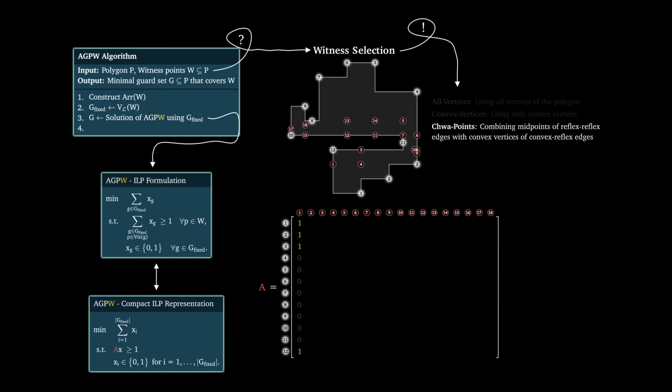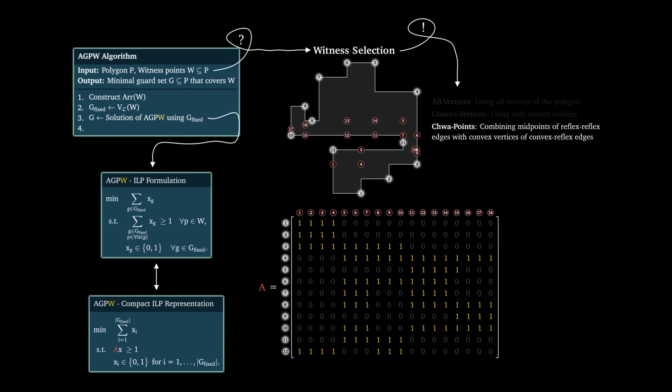And doing this for every column yields the following matrix. By solving now this optimization problem, we obtain a solution vector x, which tells us which guards from the possible guard positions are chosen in the solution. And yes, these guards are then obviously returned by the algorithm.